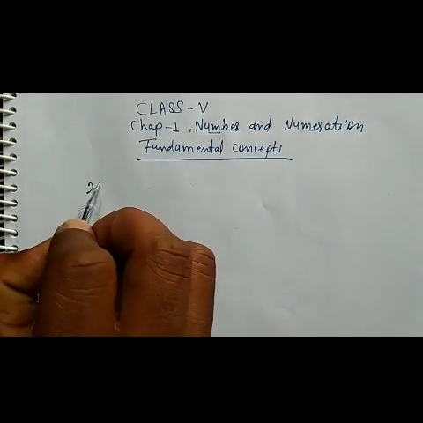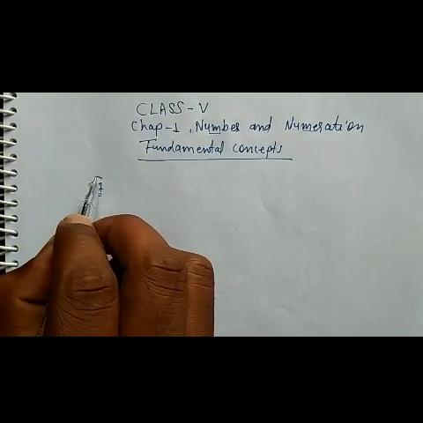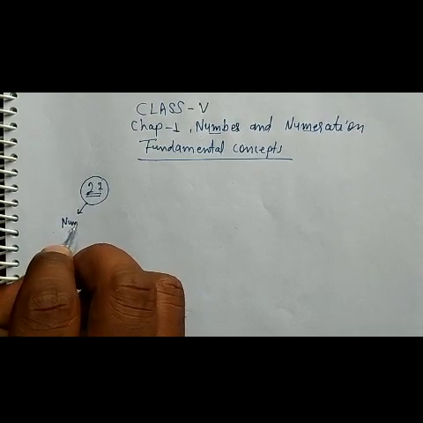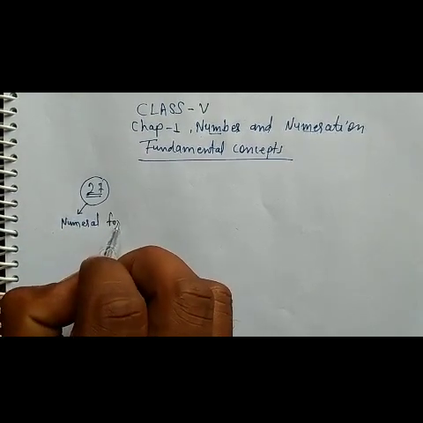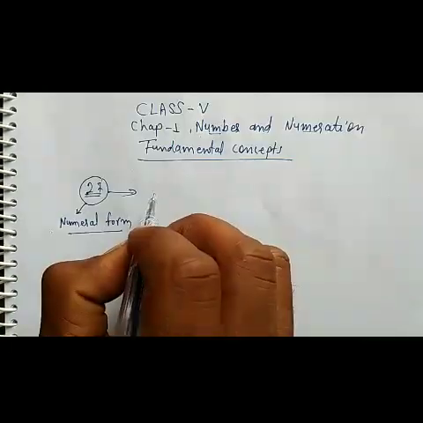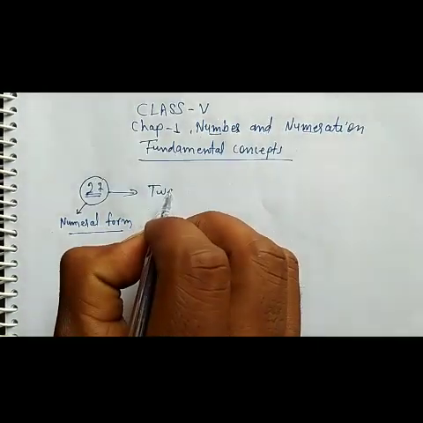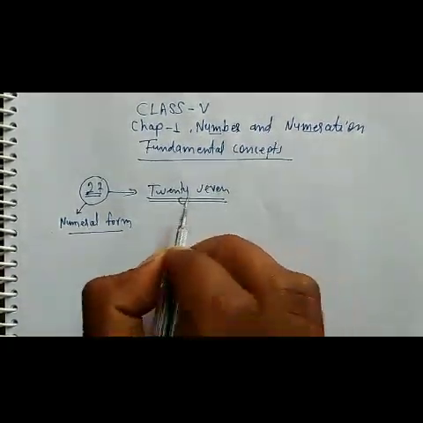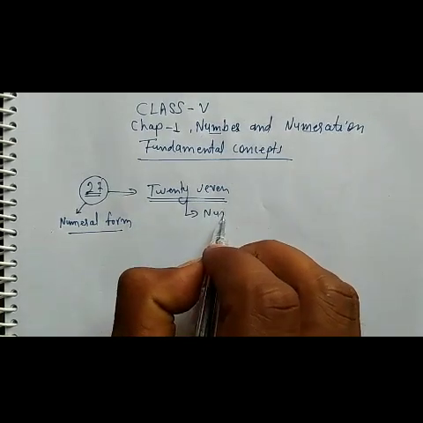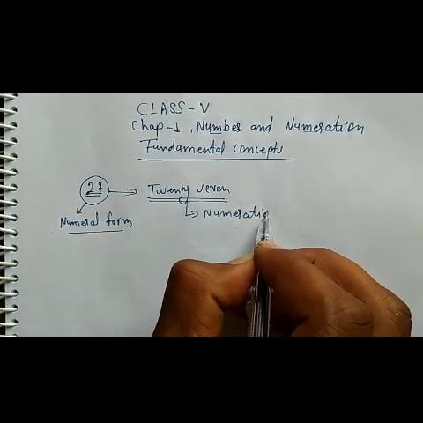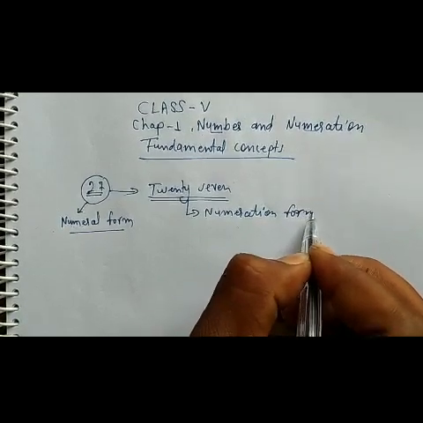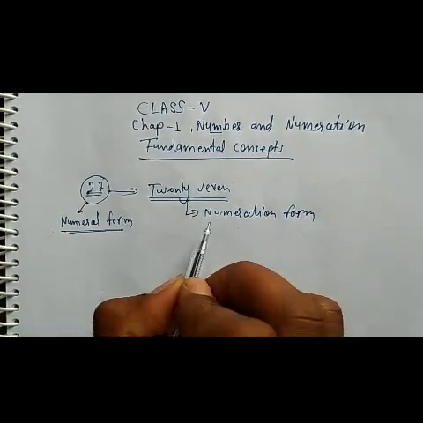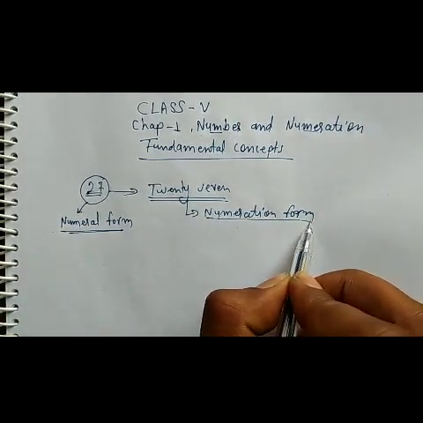Suppose this is 27, this is the symbol of 27. This form of any number is called the numeral form. If we write this number in words, 27, this word form of the number is called the numeration form. It means a number can be represented in two ways: symbolic form, meaning numeral form, and word form, meaning numeration form.